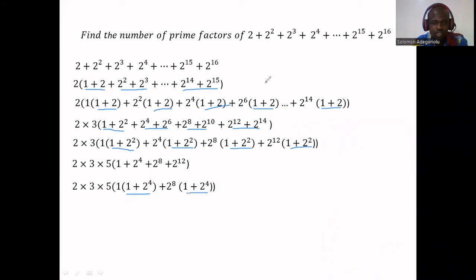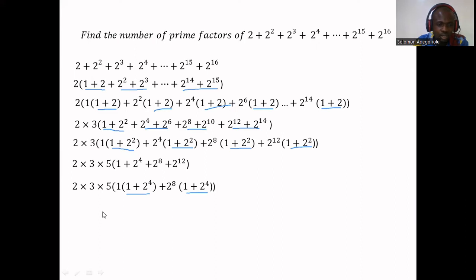Then, if we have 1 plus 2 raised to power 4 as a common factor, what is now the result of 1 plus 2 raised to power 4? That means 2 in 4 places. 2 times 2 is 4. 4 times 2 is 8. 8 times 2 is 16. 16 plus 1, that will give us what? 17. So 17 is common here.